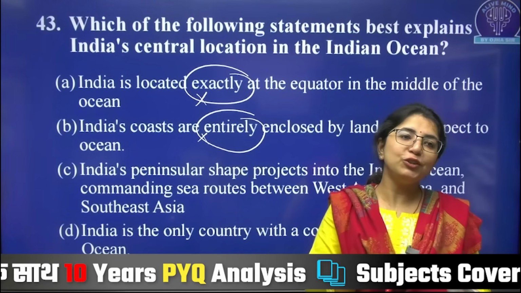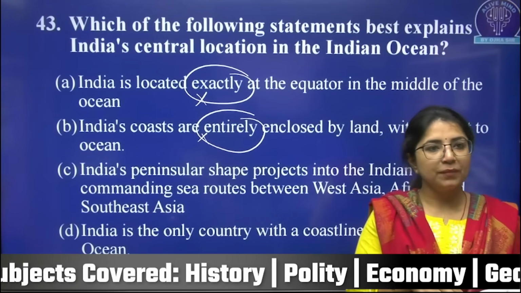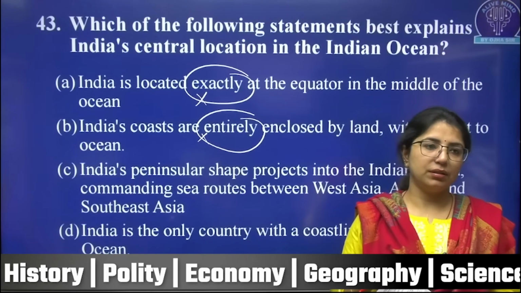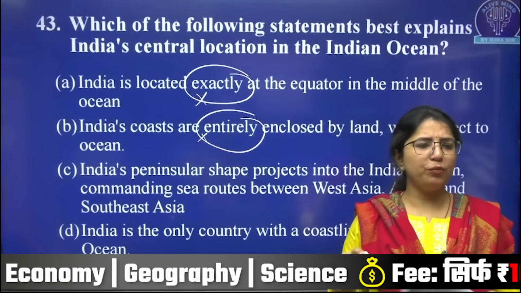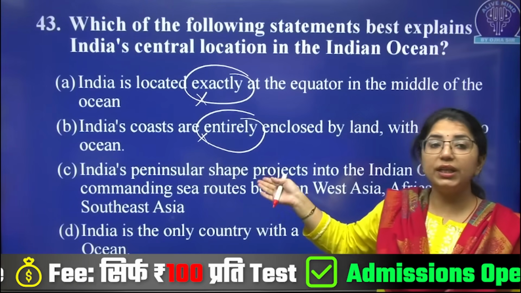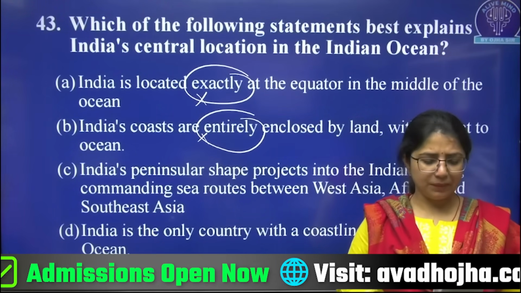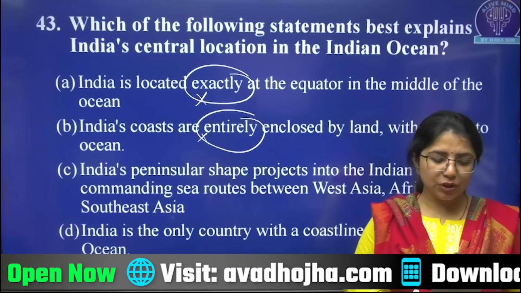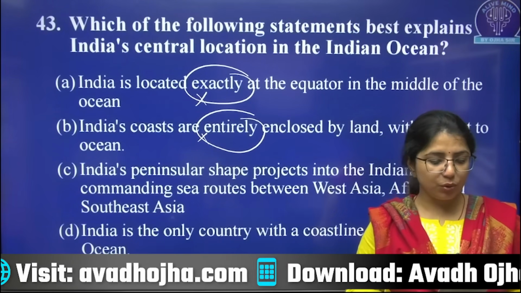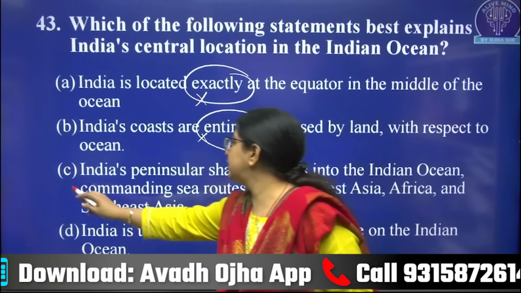In the upcoming lectures, you'll get to know more PYQ-based elimination techniques. Because we have a lesser number of PYQs in this topic, we are just trying to tell you how you eliminate. Develop some base with this topic. Then the third is: Indian peninsular shape projects into the Indian Ocean, commanding sea routes between West Asia, Africa and Southeast Asia. This is right. The answer is C.